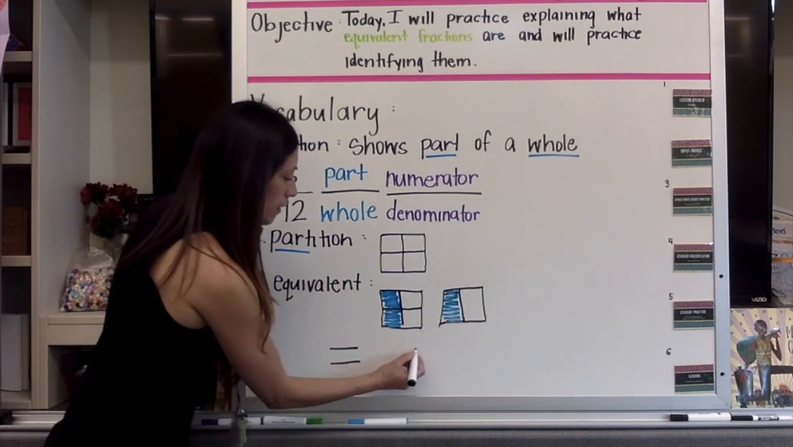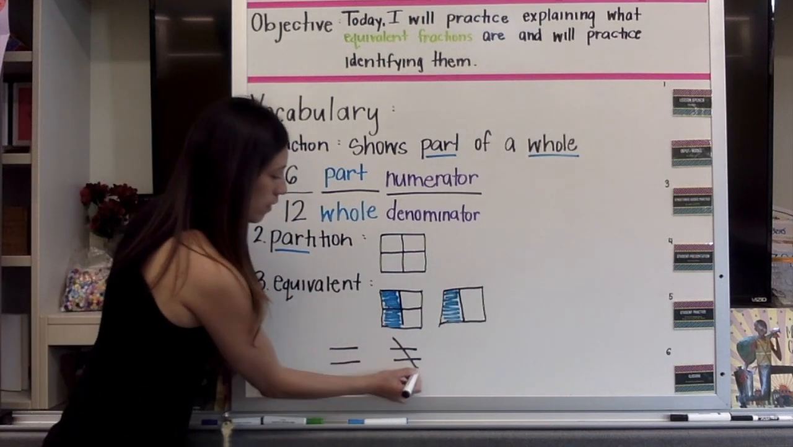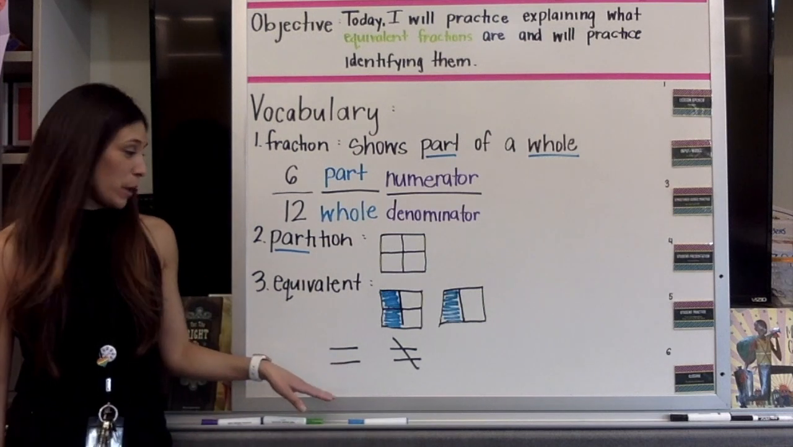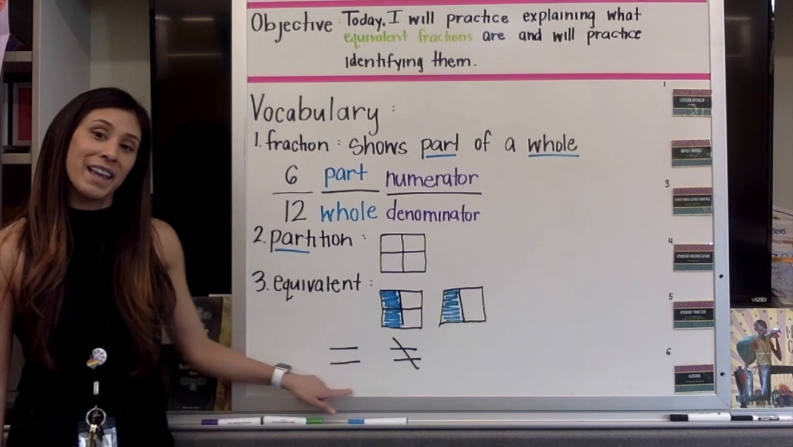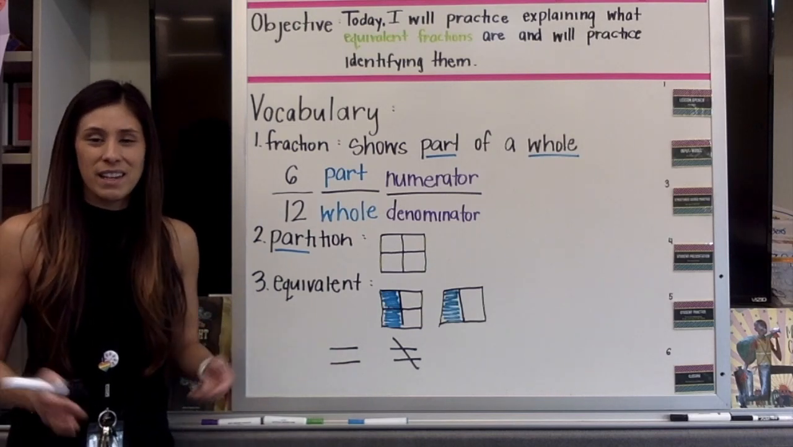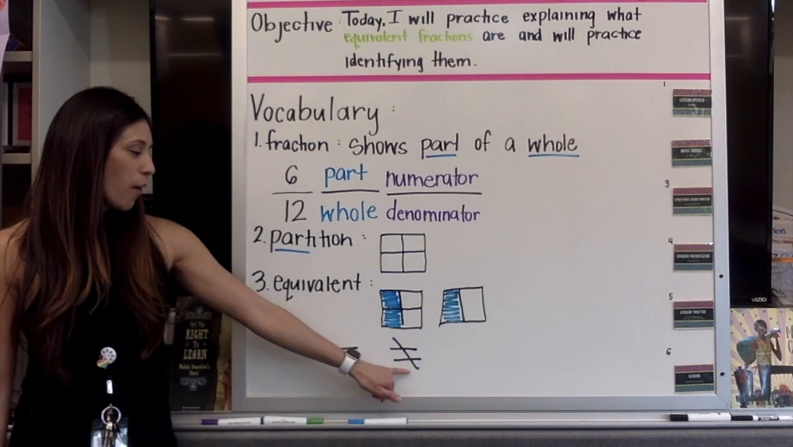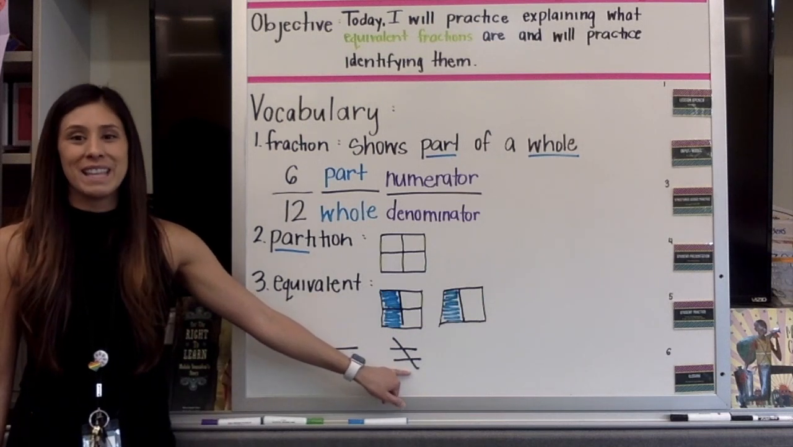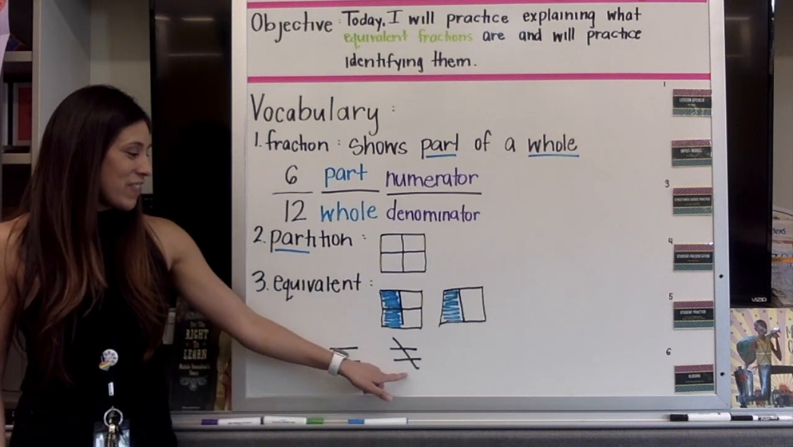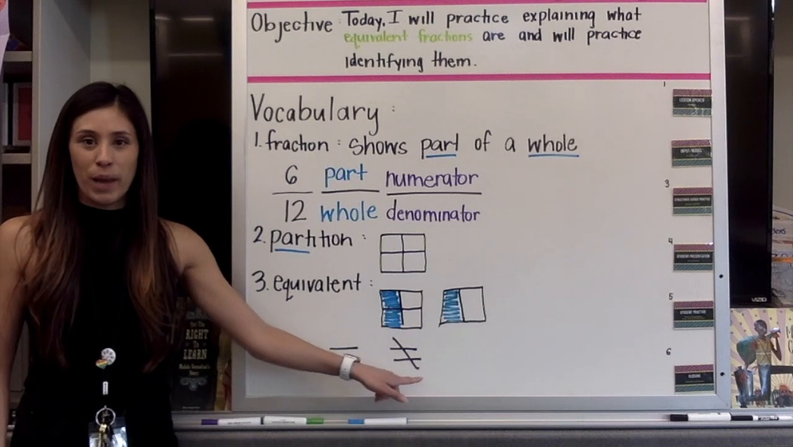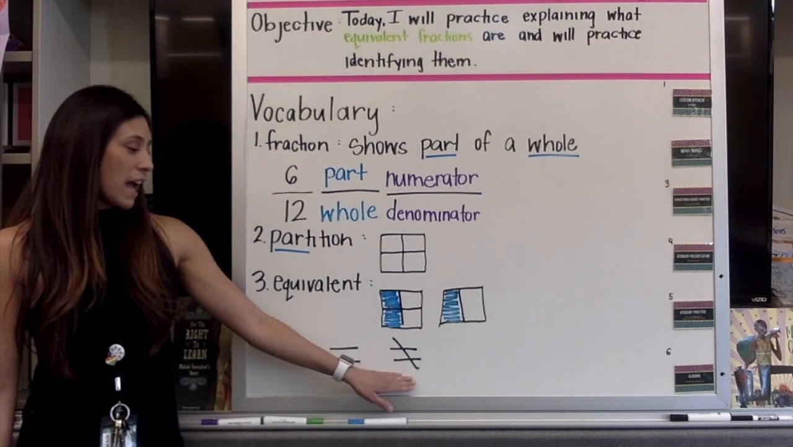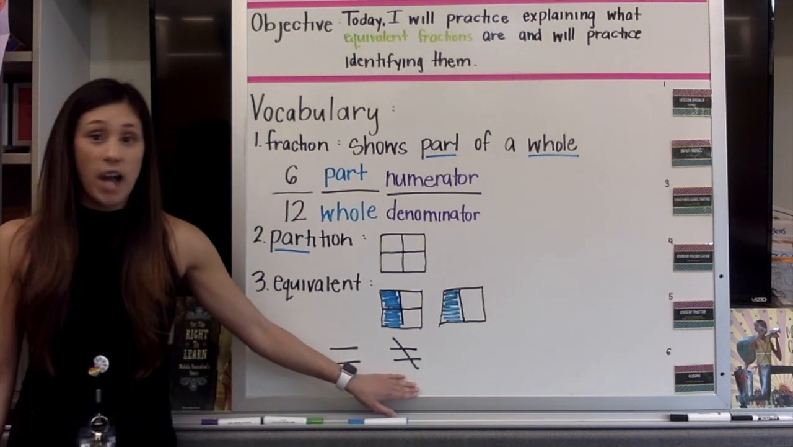Now, this is probably a symbol that looks familiar because it looks almost like an equal sign, except something about it is different. What is different? Can you go ahead and share out loud? What's different about this equal sign? You're probably noticing that this equal sign has a dash through it. Well, it has a dash through it because this equal sign actually means that something is not equal.